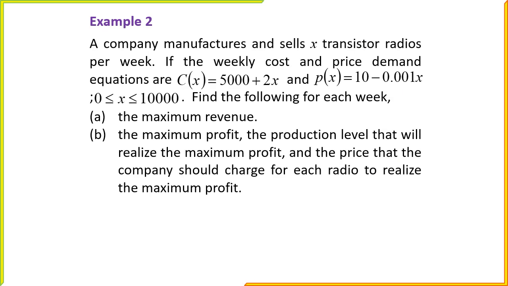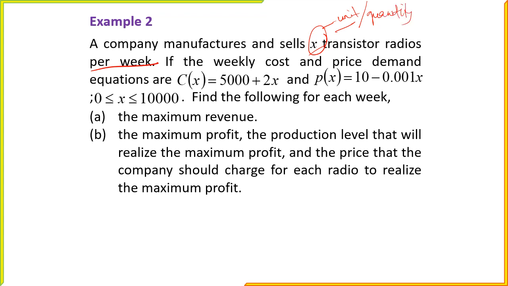So let's see example 2. A company manufactures and sells X transistor radios per week. Okay, so this is the unit. If the weekly cost and price demand equations are C(X) = 5000 + 2X, we have the cost function depending on X, the quantity or units.